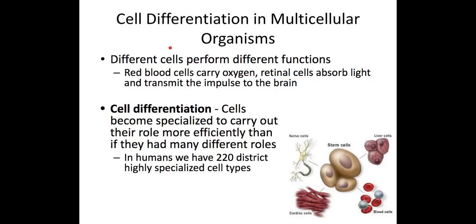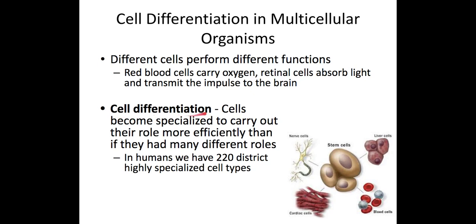All right, so now we're going to be moving on to cell differentiation in multicellular organisms. So, as you know from previous biology knowledge, different cells will perform different functions for an organism. So, for example, red blood cells will carry oxygen, and retinal cells will absorb light and transmit the impulse to the brain in order to interpret colors and images.